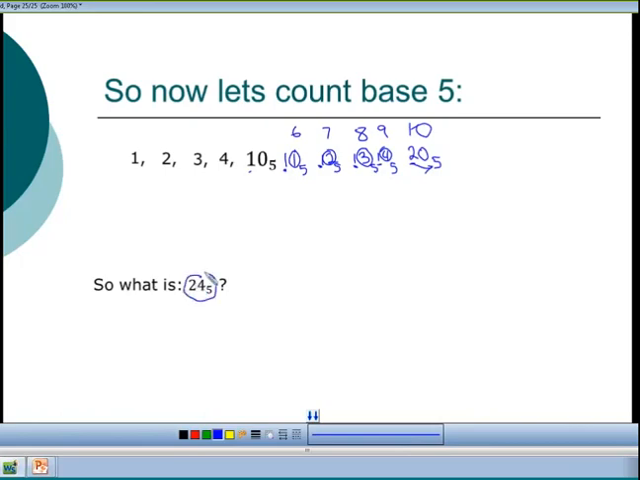So this number here, 24 base 5, is just saying you've got 2 groups of 5, so 2 groups of 5, and then plus 4 ones. In other words, we've got 10 and 4, so it's just 14. So that is how you would count that in base 5.